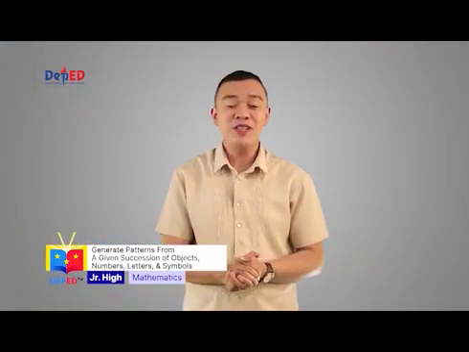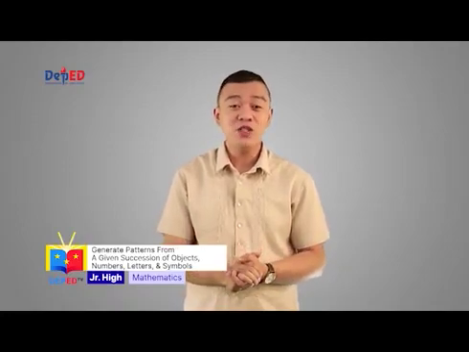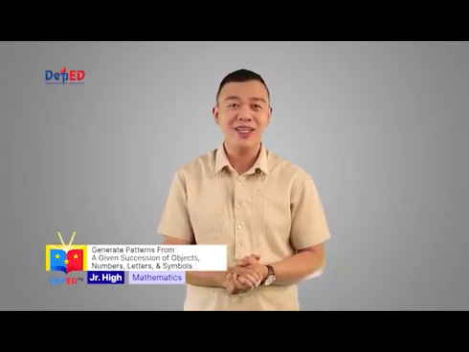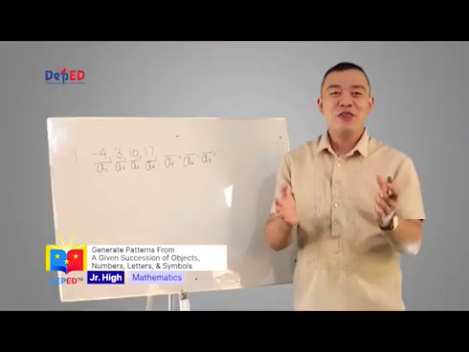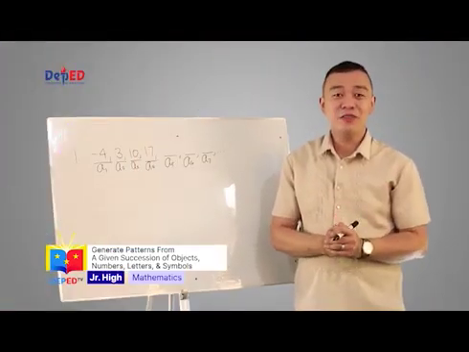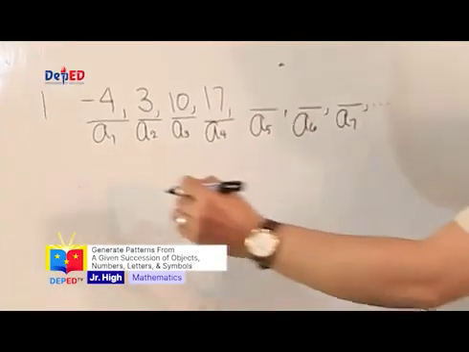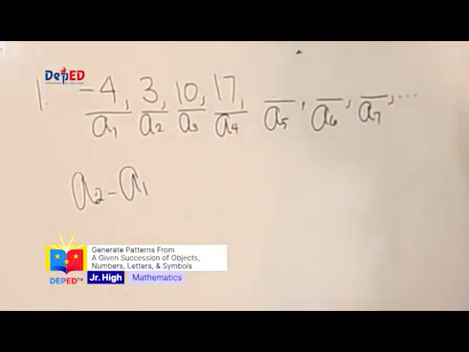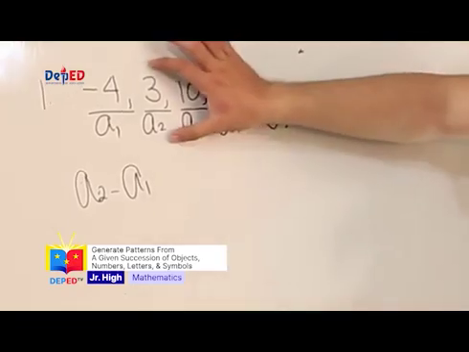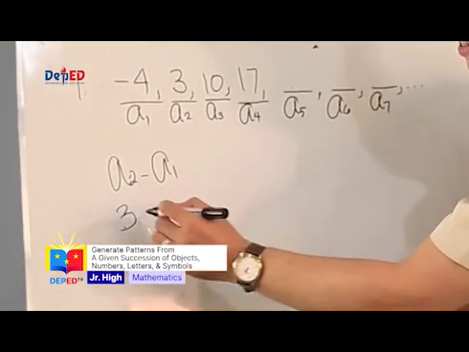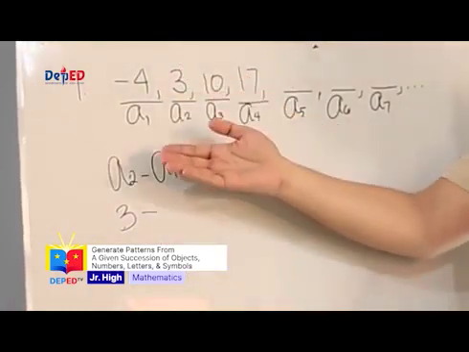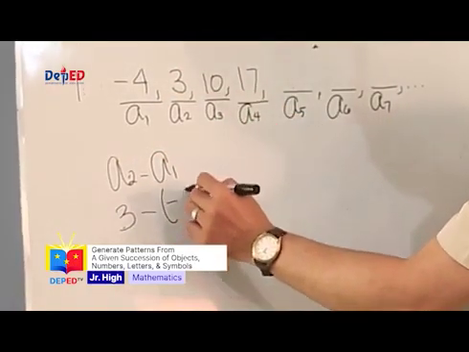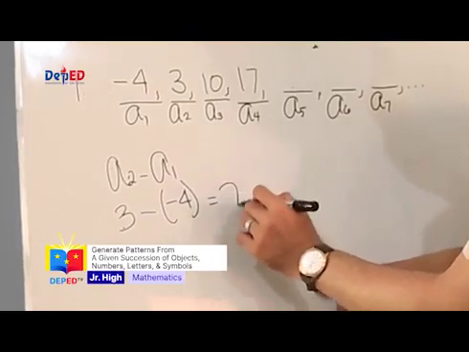To find out if the sequence is arithmetic, there must be a common difference between any two consecutive terms in the sequence. For the first example, let's get the difference between the second term and the first term. That's a sub 2 minus a sub 1. Our second term, which is 3, minus our first term, which is -4, that's equal to 7.